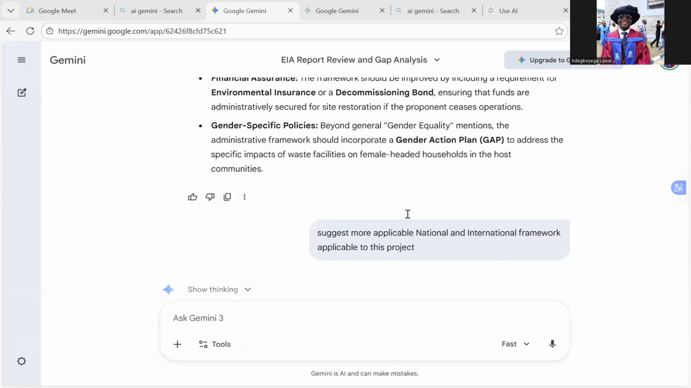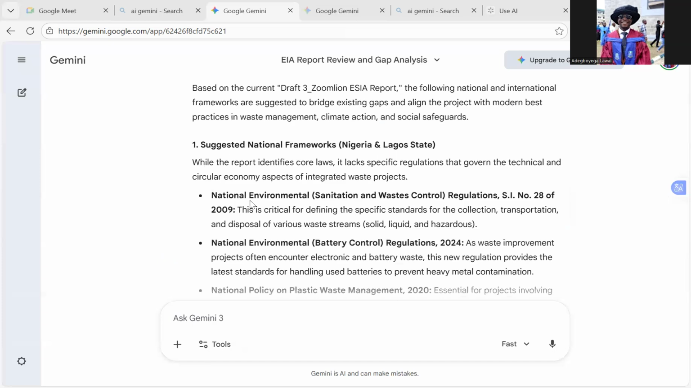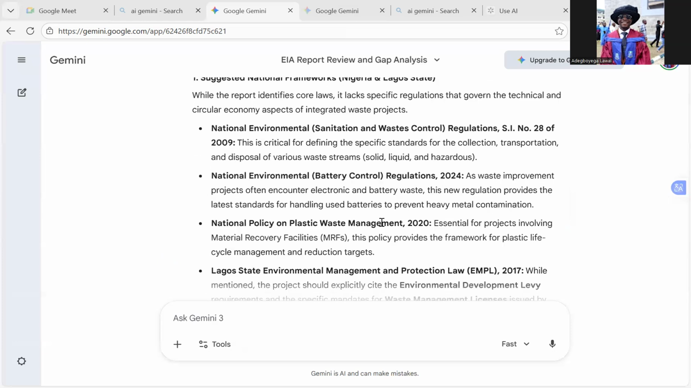They were still light for me, so I went further to suggest more applicable national and international frameworks for these projects. Let me be direct. Just give me the applicable national and international frameworks, so I can add them and say, in this chapter, include these frameworks which are applicable. So that's where I can see the National Environmental Regulation SI 28 on sanitation and waste control, the battery control, and the national policy on plastic waste management. This is very, very important for the project as such.